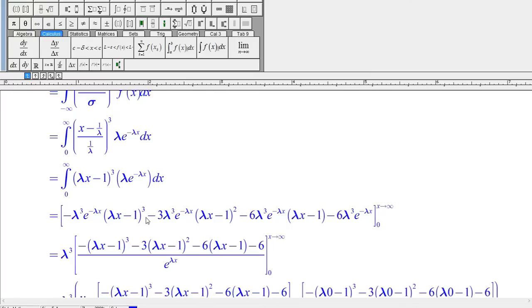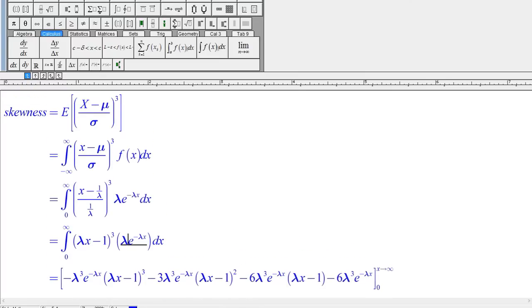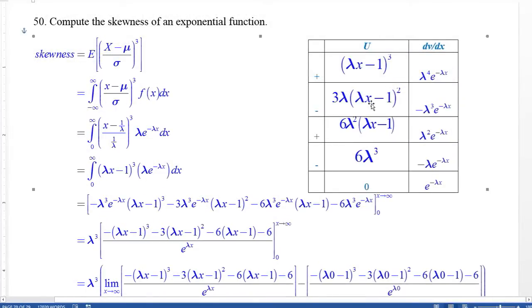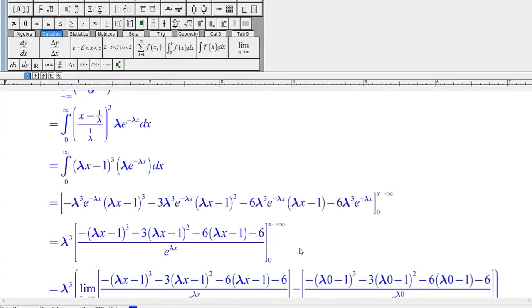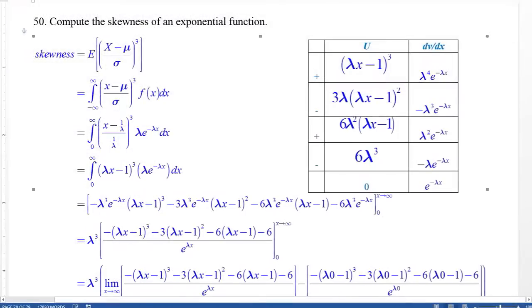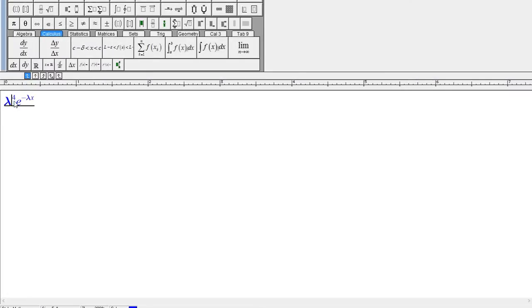So I'm going to do parts 3 times using the tabular method. That part's right. This part here is not quite right. So let's see. This should just be first power.